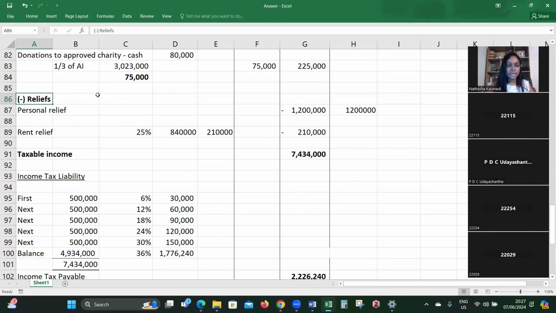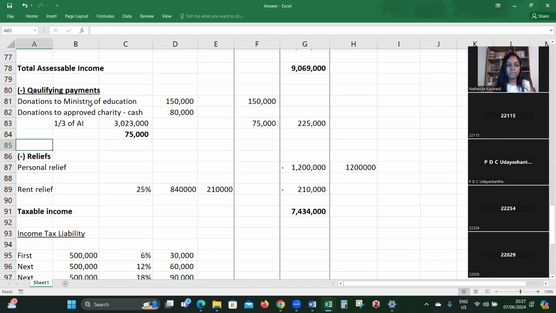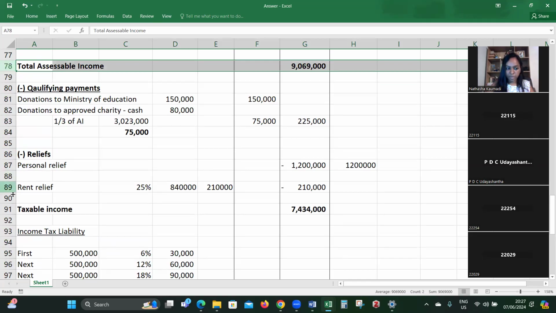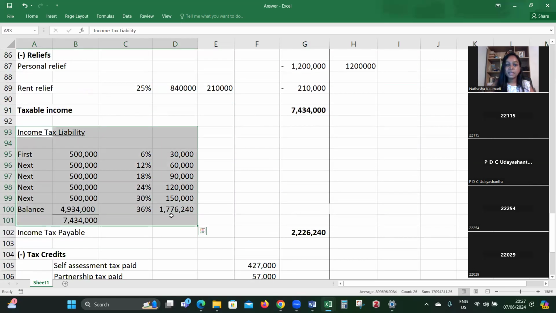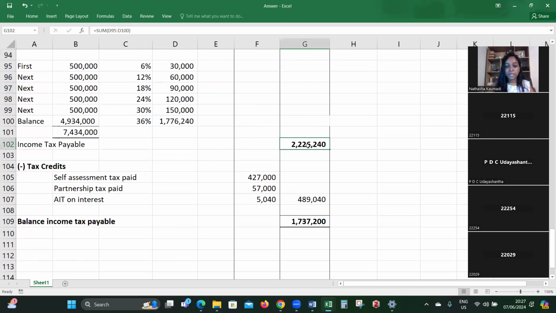Someone is asking again how we took the personal relief. Monthly 100,000 multiplied by 12 months, that is 1.2 million. You can deduct it, right? And then after deducting the reliefs and the qualifying payments from the assessable income, we have the taxable income, and then we can calculate the income tax liability like this, income tax payable. After that, we deduct the tax credits. Then we have the balance income tax payable. So this is how you usually work this out.